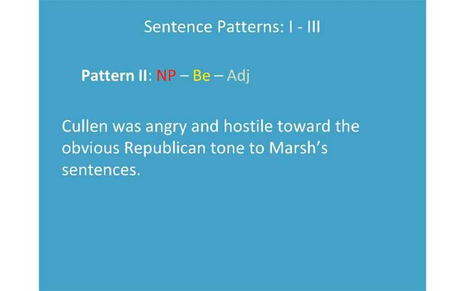Here's another example. Cullen is our noun, that's a name. Was is our form of to be. And then angry and hostile toward the obvious Republican tone to Marcia's sentences. This is our adjective. It's giving us more information about Cullen. It's starting with these adjectives, which gives you a good hint, and then this adverb phrase is giving us more information about the adjective, how or where was he angry and hostile. But this whole part after was is just acting as an adjective. It's describing what Cullen was.